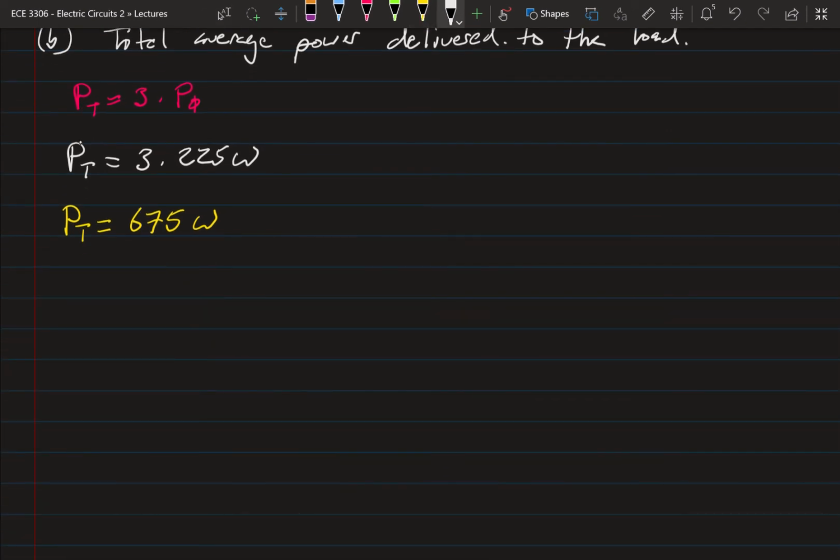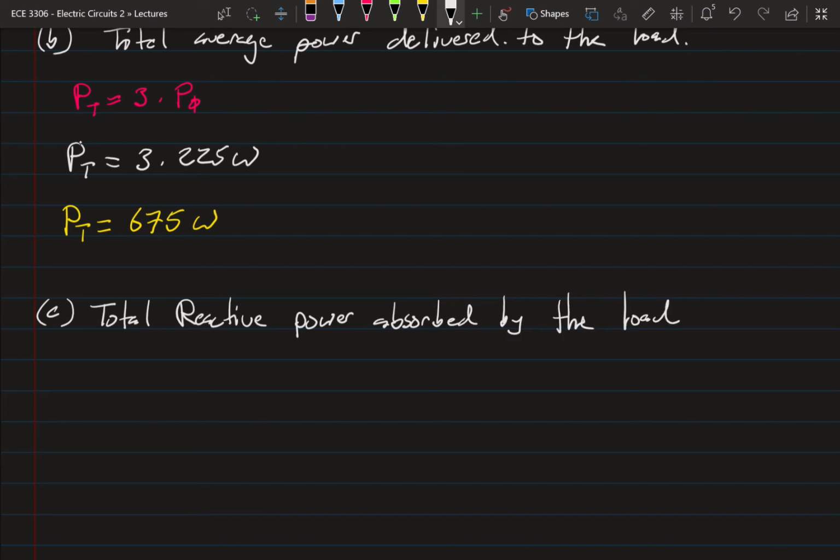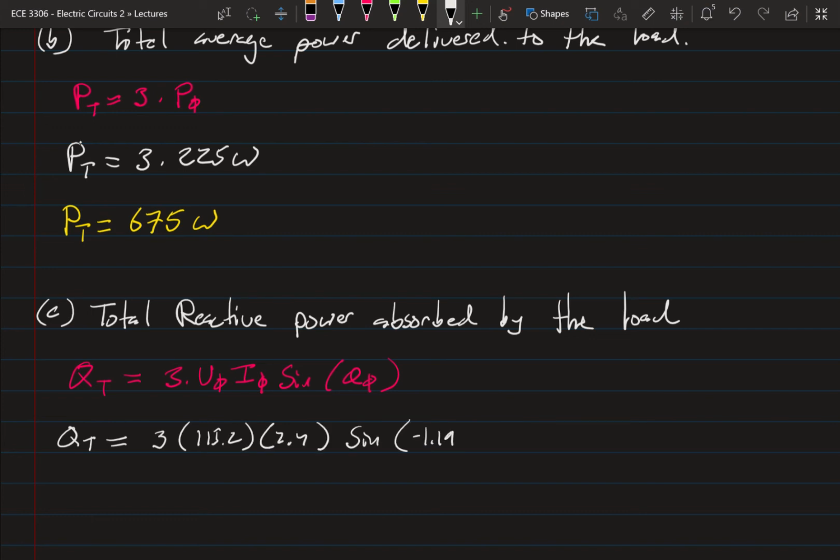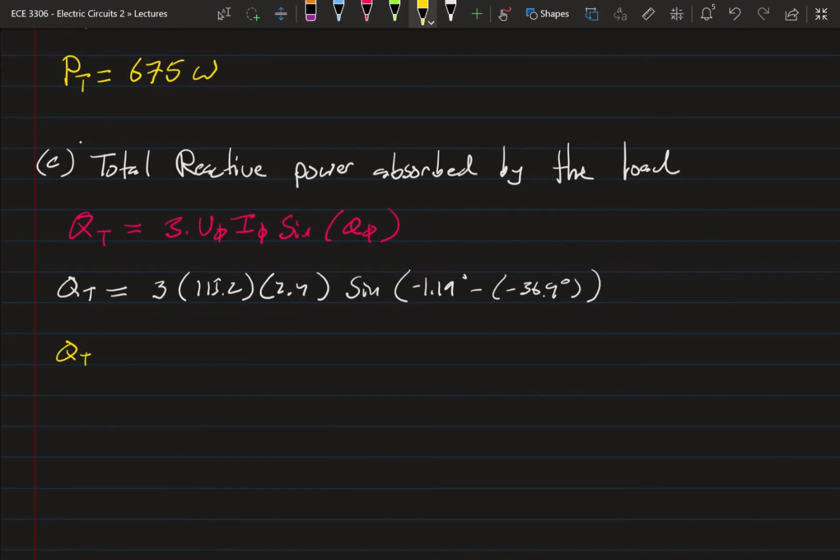So the next thing I want to do is calculate the total reactive power absorbed by the load. We'll do complex power next. That's our Q_T, and that's equal to 3 times V sub phi, I sub phi times the sine of theta sub phi. Q_T is equal to 3 times 115.2 times 2.4 times the sine of minus 1.19 degrees minus negative 36.9 degrees, which gives us a total reactive power of 484 vars.